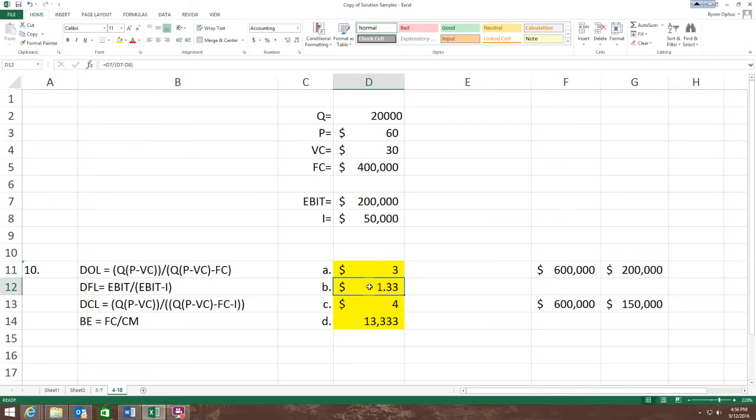So for this one, the degree of operating leverage, just to talk about it a little bit, that's dealing with fixed costs versus variable costs. A company that has lots of fixed costs relative to variable costs, in other words, their variable costs are low, would be said to have a high degree of operating leverage, and thus every sale that they make will contribute more to the bottom line than a company that has high variable costs relative to its fixed costs.